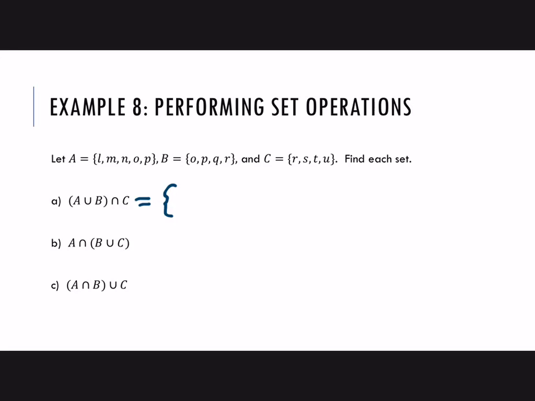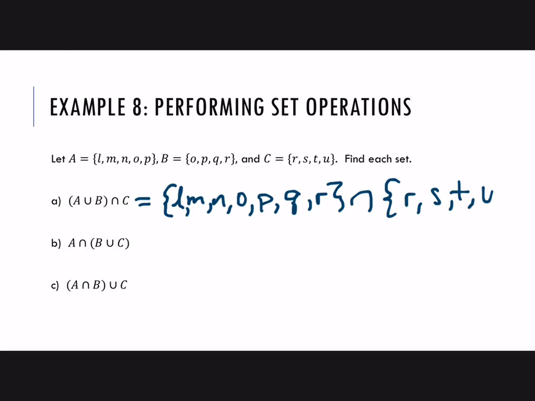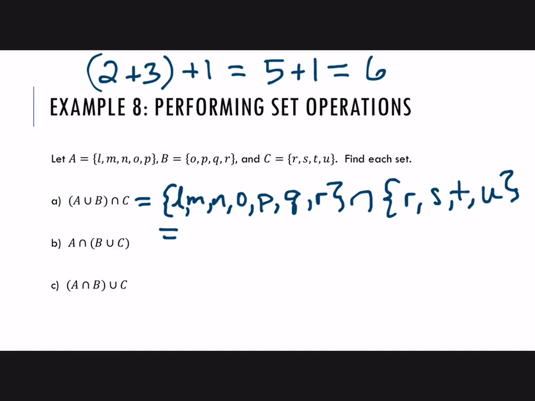So A union B would be elements O, P, and then the things from B, I already have O, P, I'm adding in Q and R, and I want to intersect that with set C, which is R, S, T, and U. And I keep going, and you can write another equal sign. It's like a math problem, like if you had 2 plus 3 plus 1, then I would write that that's 5 plus 1, and then I would just keep going and do the next step.